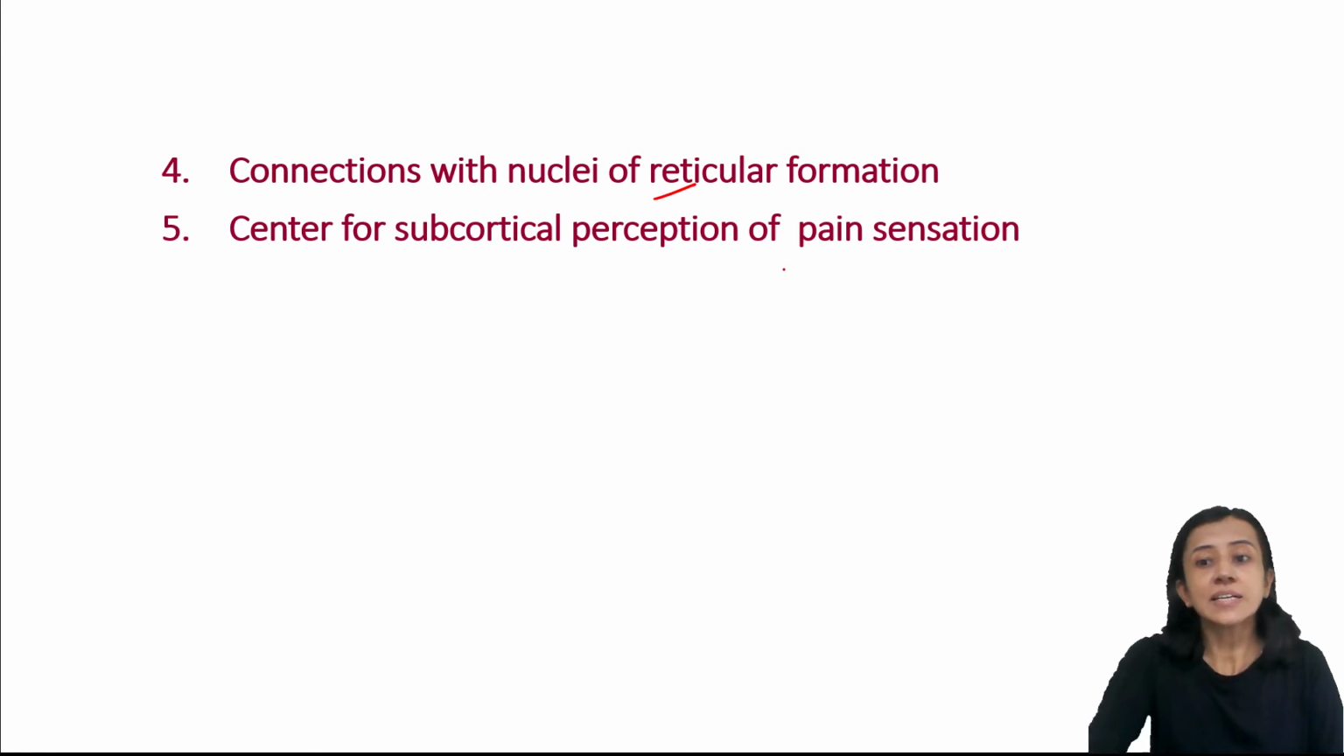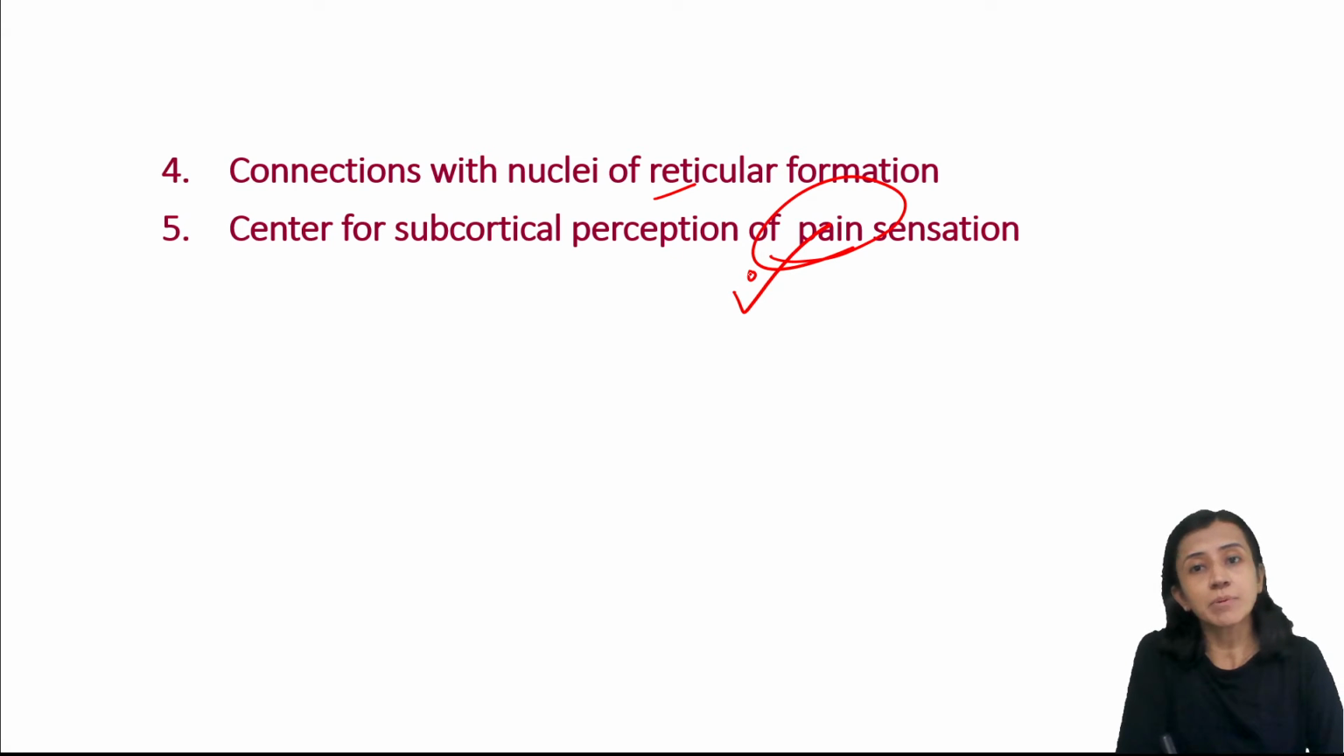Then it is also the center for subcortical perception of pain sensation. This is one of the very important functions. If suppose the cerebral cortex is also not there and the thalamus is available, then also pain can be perceived. Pain is a very important sensation because it is a protective sensation of our body. So this is called the subcortical center for the pain sensation.